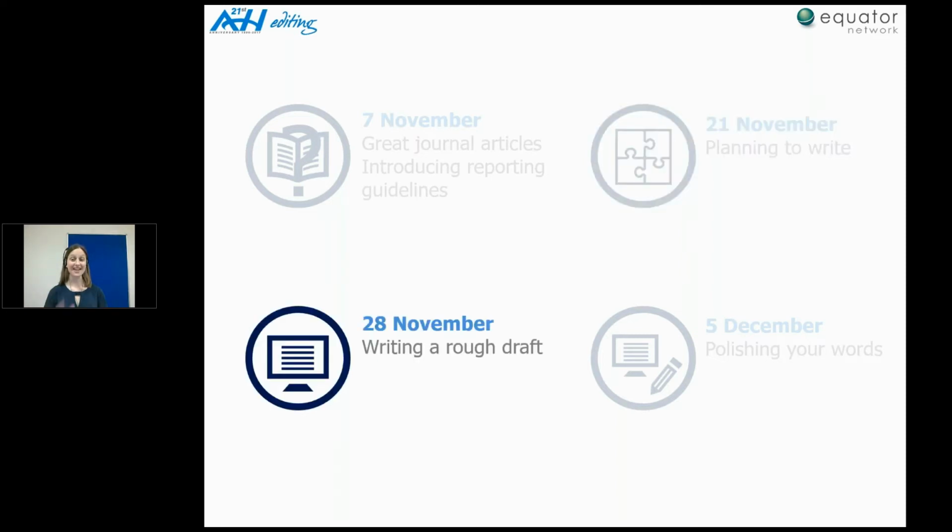But what we're going to do today is we're going to write that rough draft. We are going to go through your journal article from start to finish, and we're going to write your complete journal article. Just a rough draft. This doesn't need to be perfect, but that's what we're going to produce.